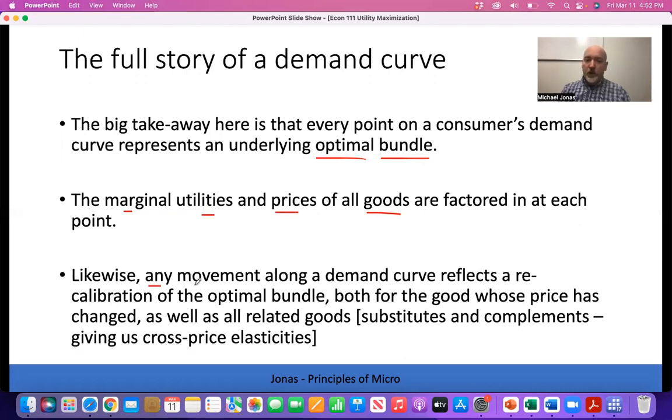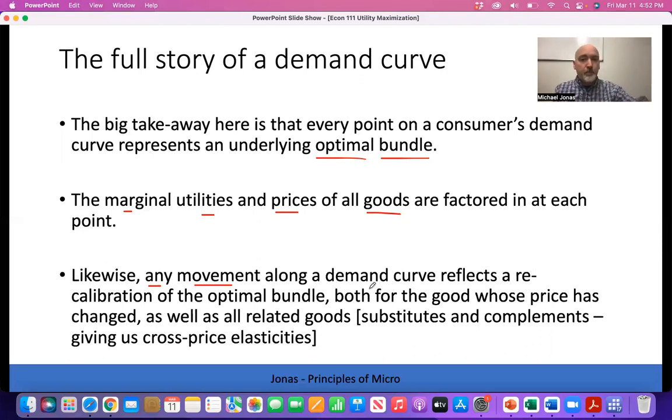So think about what we just saw, right? That movement along our demand curve, price goes up or price goes down and we react. It's an entire recalibration of that optimization process. And we might be buying more of good X when the price of Y goes up or less of good X when the price of Y goes up. We might not react at all. That's going to be reflected in our cross price elasticities, right? How strongly are 2 goods related as substitutes or complements. That all comes out of this calibration, this optimization process. Okay.